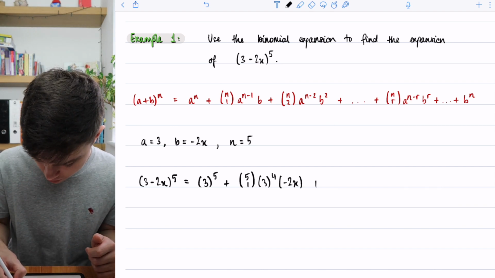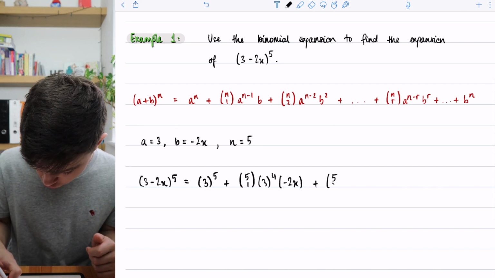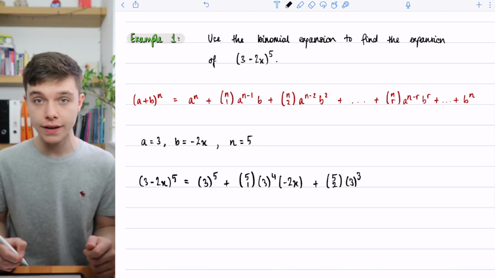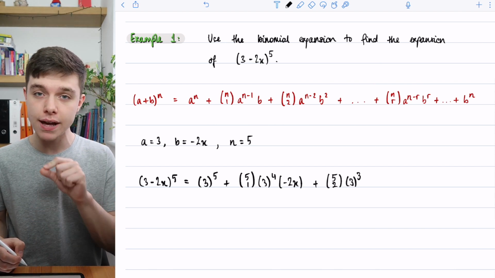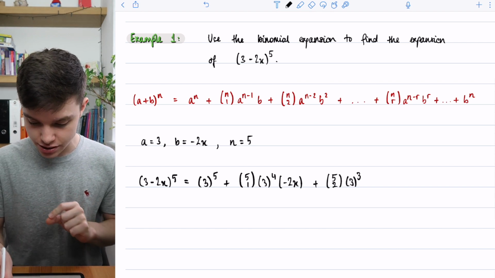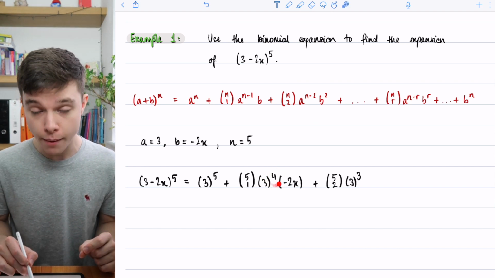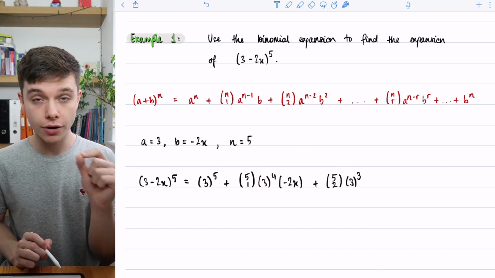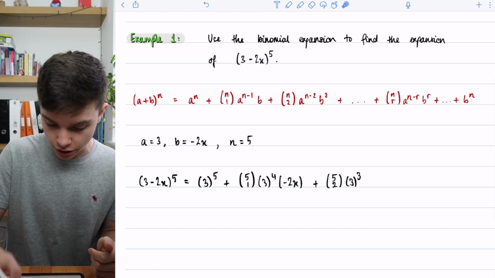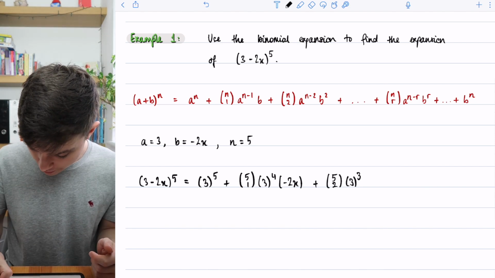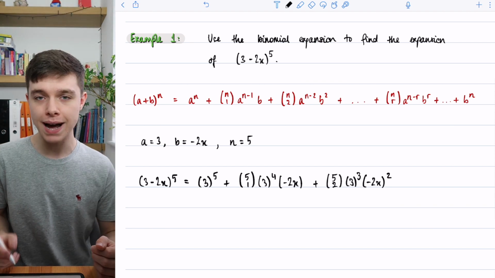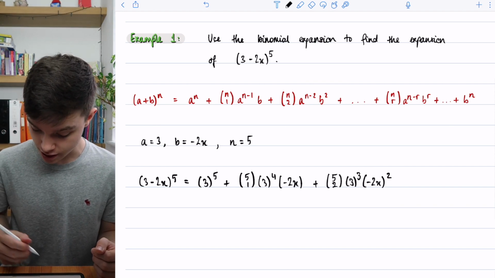Okay, let's continue. We're going to have 5 choose 2 next with a power of 3 on the 3 because our a is 3, and we're going to decrease the power each time. We had a power of 4 on the 3 on the previous term, so now we're going to have 4 minus 1, which is 3, 1 less, okay? And then we're going to have minus 2x to the 2, okay? We're going to square that because we're going to increase the b each time.